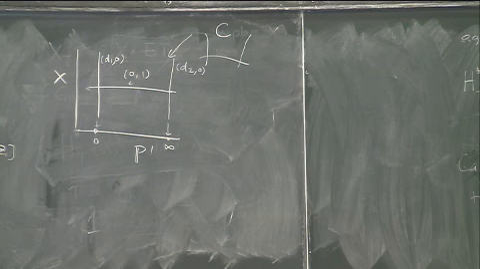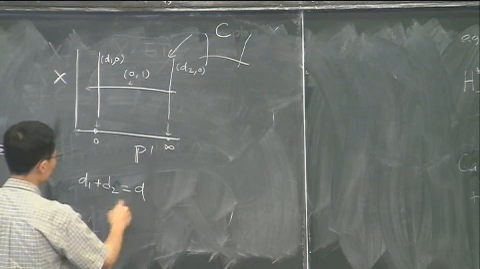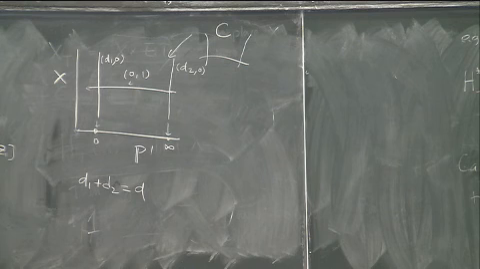So how many components are there? Well, D1 plus D2 has to be equal to D, and therefore, by this two-part partition, we know there are d plus 1 components.